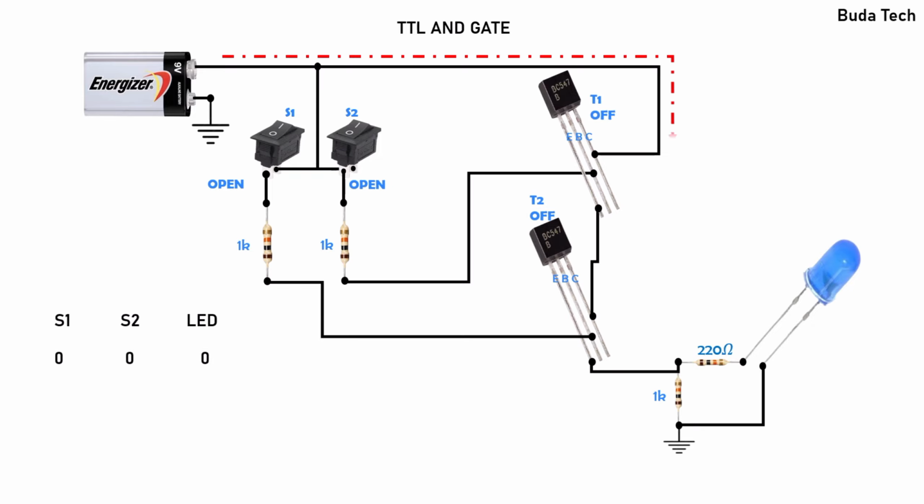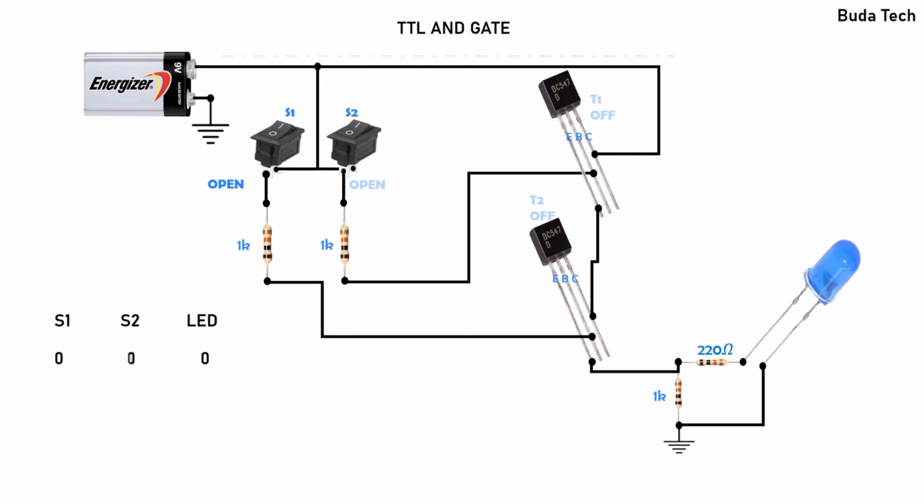Now the next move is when both switches are open, no current is flowing through the switches. Now you can see neither of the transistors will turn on, since there is no base current to both transistors. None of the transistors will turn on.